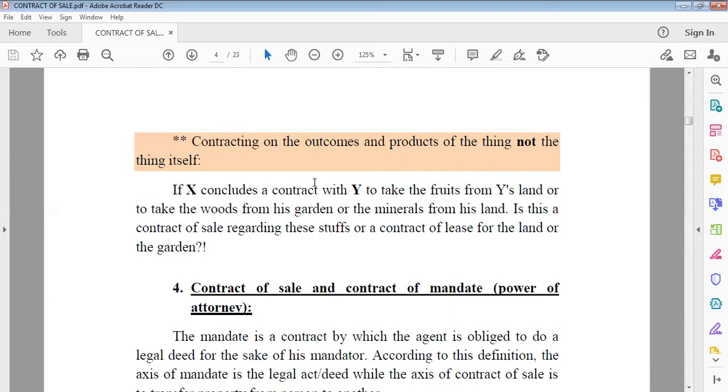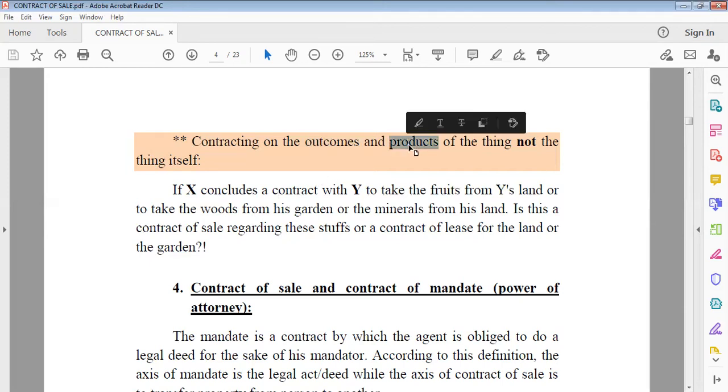It's not a contract of sale, especially if the process, I mean taking the fruits, happens regularly. So this is not a sale actually. The sale happens one time. However, when I take them in a regular way in return for a price, then it is actually a contract of lease. It's not a contract of sale.